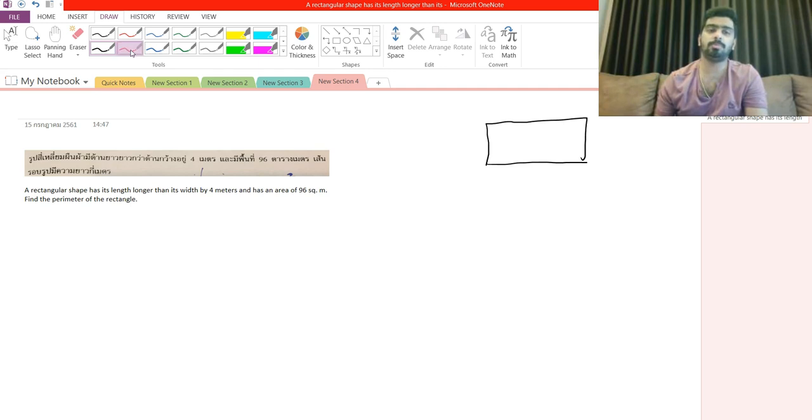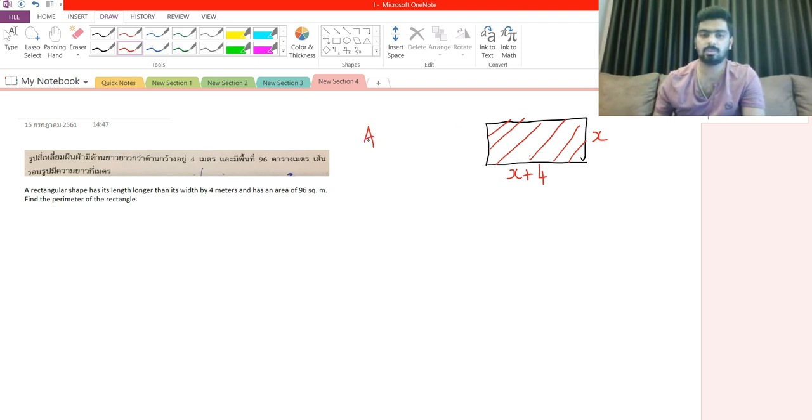So let's put a variable into this. We know that the length is 4 more than its width. So if the width is x, then the length would be x plus 4. And we know that the area of this rectangle is 96 square meters. So let us find the value of x. Once we find the value of x, we can find the perimeter of this figure.